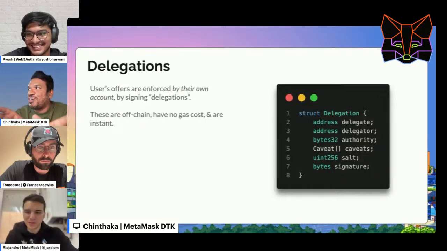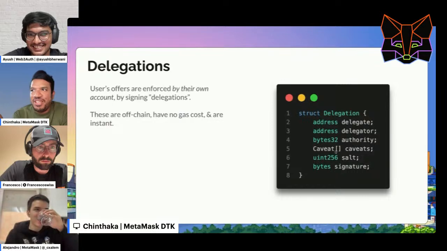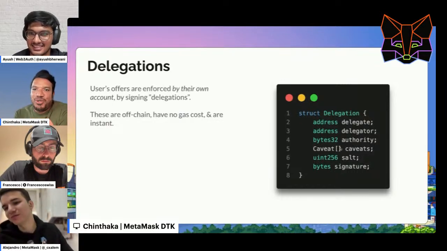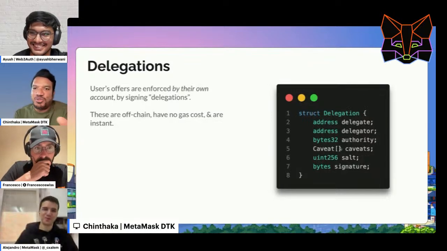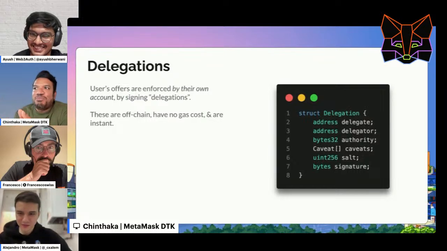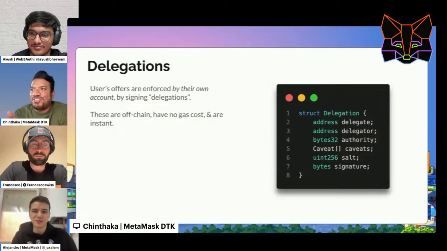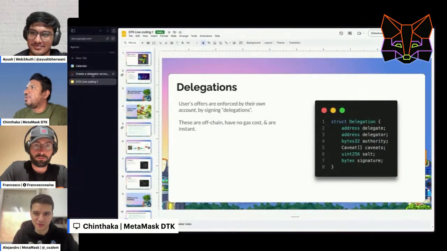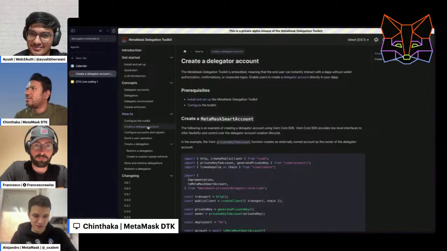For example, if you keep an empty array here for the caveats, you are essentially passing your private key to the delegate, which means they can do anything with your wallet. But we don't do that because it's risky, of course. So what we do is we set something called a caveat. Let me go to the docs and show it, then you will understand. You see my docs, right?